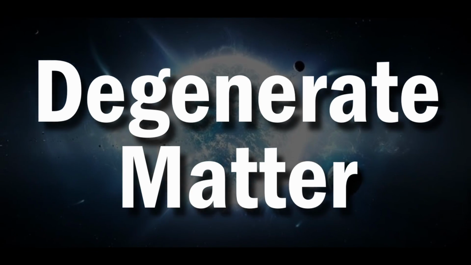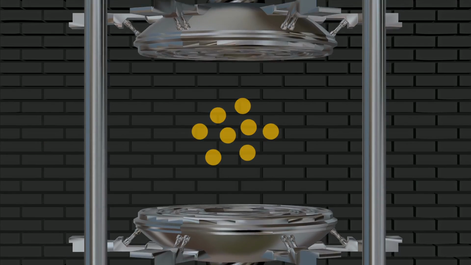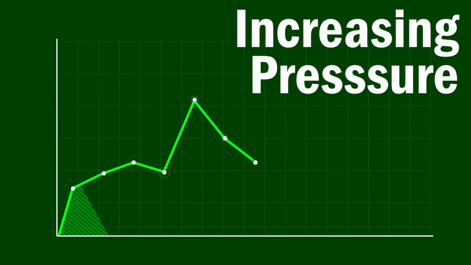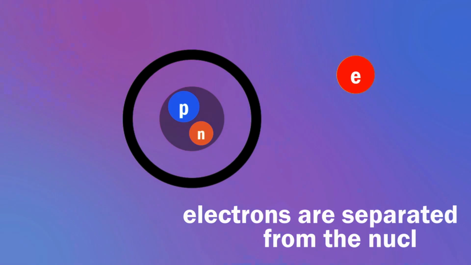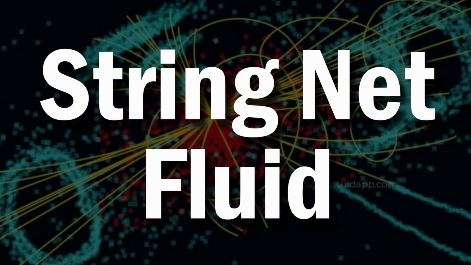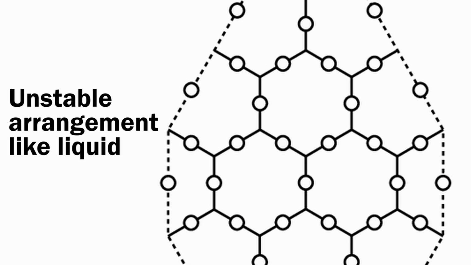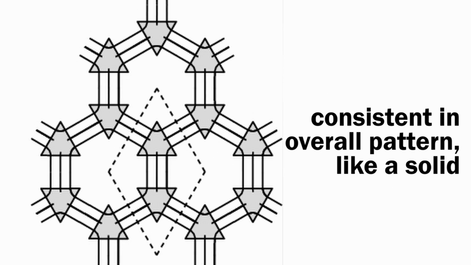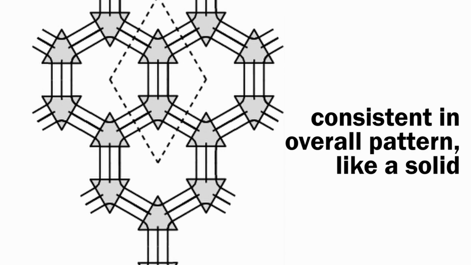Degenerate matter is created under enormous pressures. The particles are compressed and there reaches a point where there is no more space between them. As we keep increasing the pressure, the electrons are separated from the nucleus and they move around close to the speed of light. In a string-net liquid, atoms apparently have an unstable arrangement like a liquid but are still consistent in the overall pattern like a solid.